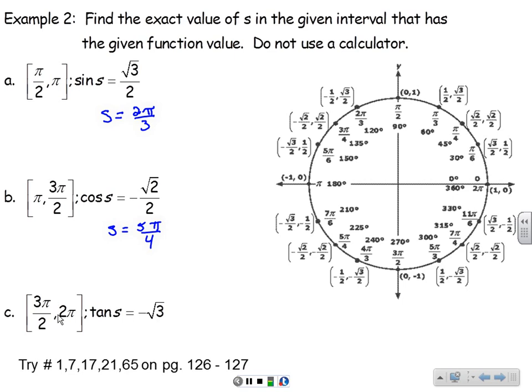Okay, so let's look at this one. This one we are in quadrant 4, so we are here, quadrant 4. It's talking about tangent, and remember, tangent is going to be your y over your x. And so we're looking for a y over x that would simplify to negative radical 3 over 3, or negative radical 3 rather. Well, the only two that are possibilities are these two, because these two are the only ones that have a radical 3. So our option is either going to be 11 pi over 6 or 5 pi over 3.